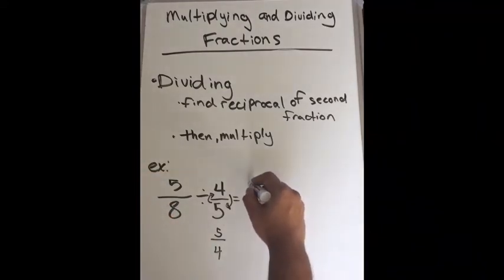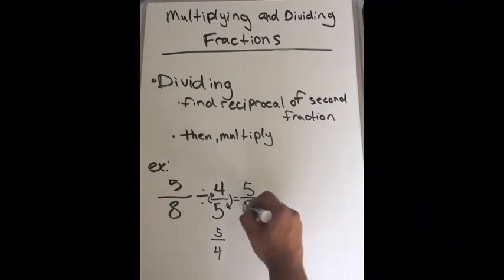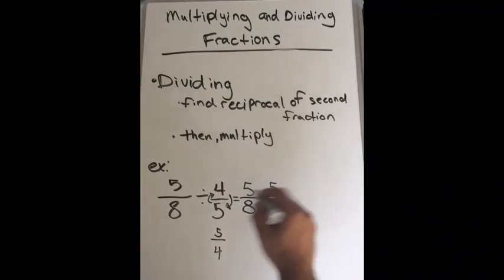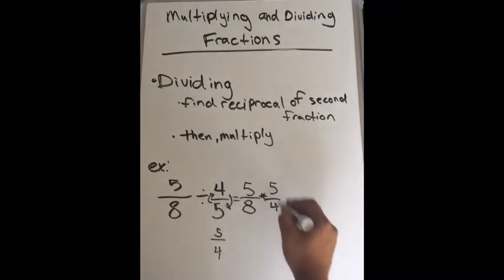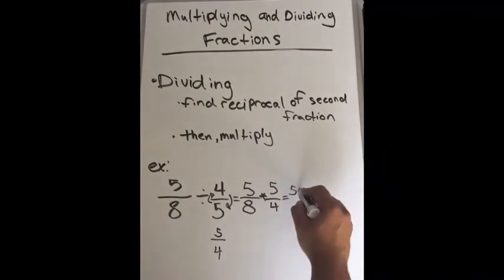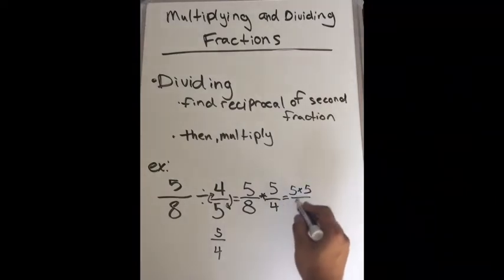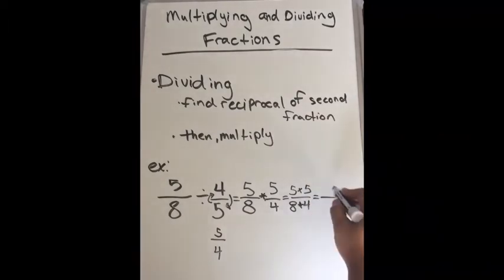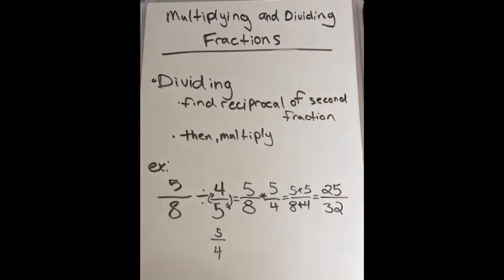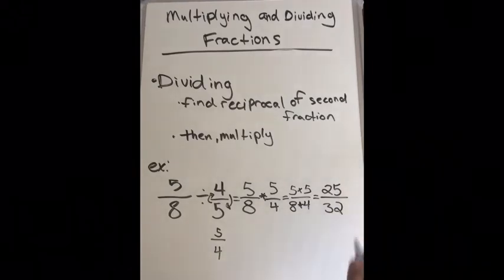Okay, let's try that. So that's equal to 5/8 times 5/4. I can see how these are a bit different. We found the reciprocal of the second fraction, so then we just multiply. That's 5 times 5 in the numerator, and then 8 times 4 in the denominator. And I believe that gives us 25 in the numerator and 32 in the denominator. And again, if you want, you can try and simplify this if possible, but this is a good enough answer.